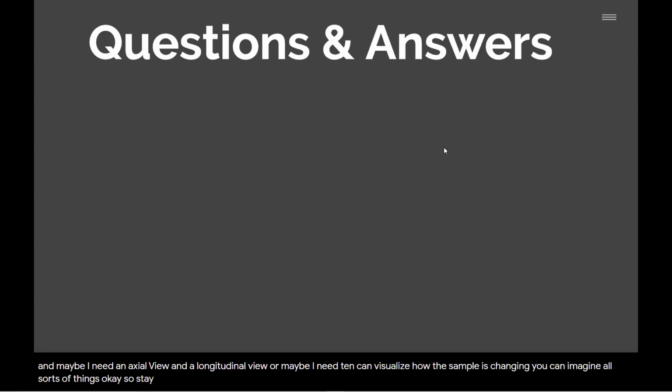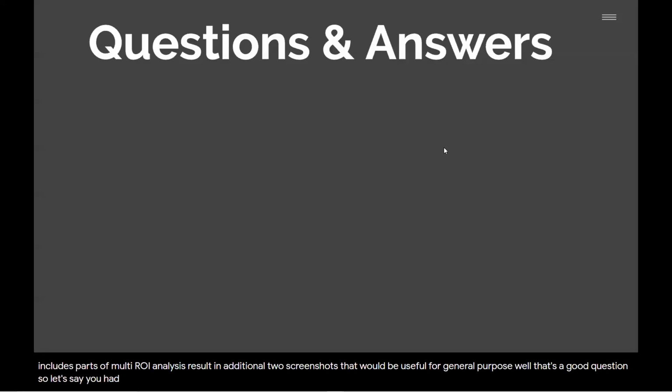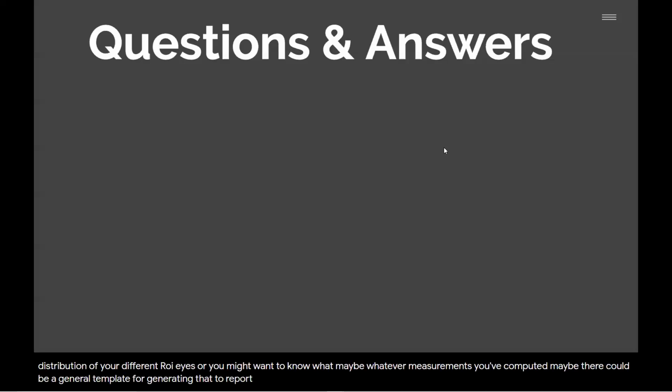Okay, so stay tuned while I announce a meeting on that topic. Here is a question. If we can use the report function that includes parts of multi-ROI analysis results in addition to screenshots, that would be useful for general purpose. Well, that's a good question. So let's say you had a multi-ROI and you wanted to generate a multi-ROI report. What would you see in that report? You might want a volume distribution of your different ROIs, or whatever measurements you've computed. Maybe there could be a general template for generating that report and generating certain screenshots. So that's worth discussing further. I'd like to hear some more detailed proposals there.